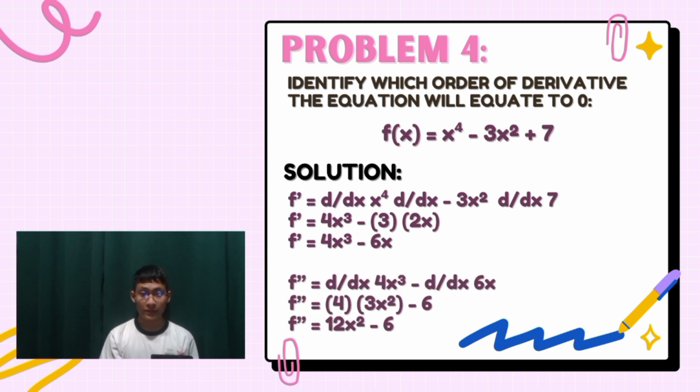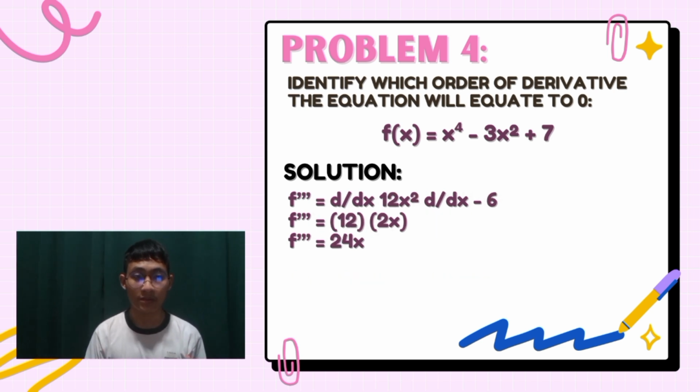Now for the second derivative, since we got 4x cubed minus 6x from the first one, now let's find the derivative of 4x raised to the power of 3. 4 times 3 is 12, 3 minus 1 is 2, and then the negative 6x, we simply remove its variable since it's just 1 minus 1, x raised to 0. So we have 12x squared minus 6 left for this.